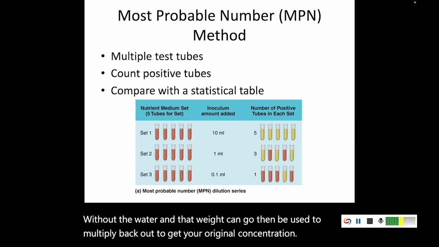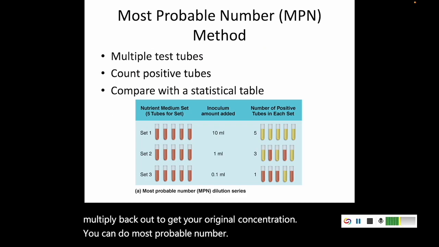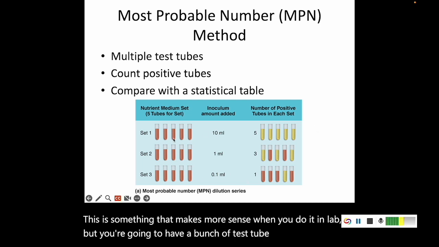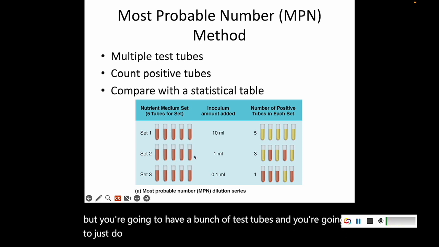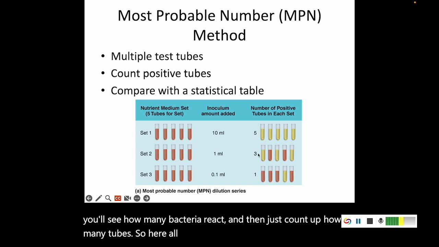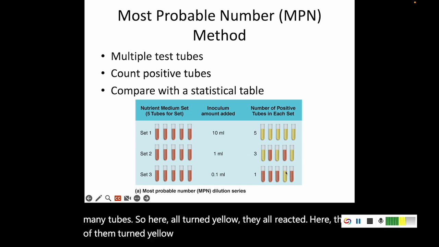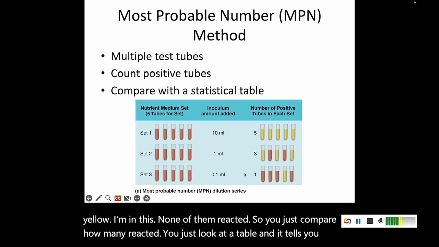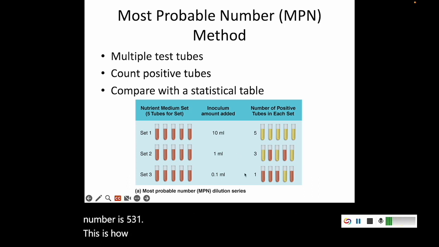You can do most probable number. This is something that makes more sense when you do it in lab, but you're going to have a bunch of test tubes, and you're going to do an experiment and see how many bacteria react, and then count up how many tubes. So here all turned yellow, they all reacted. Here 3 of them turned yellow, 3 of them reacted, and here 1 turned yellow. And here, none of them reacted. So you just compare how many reacted. You look at a table and it tells you if your number is 531, this is how many bacteria you have.